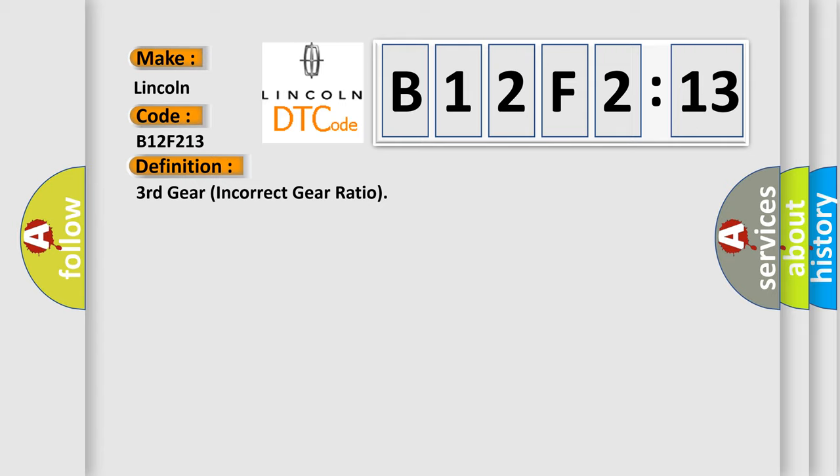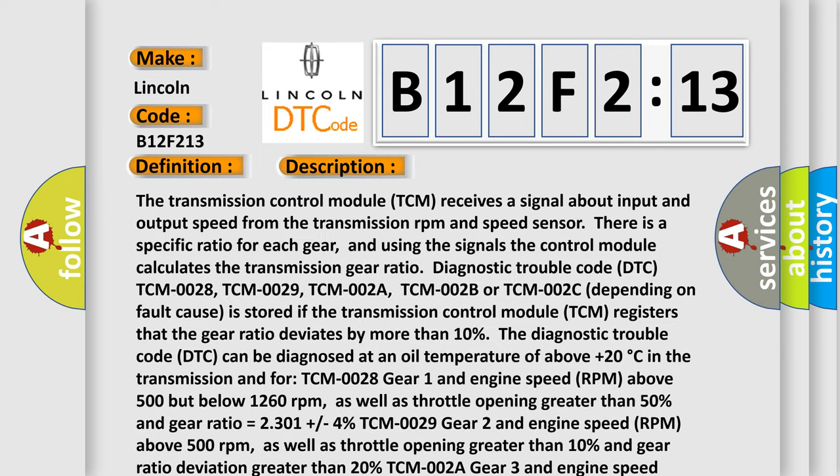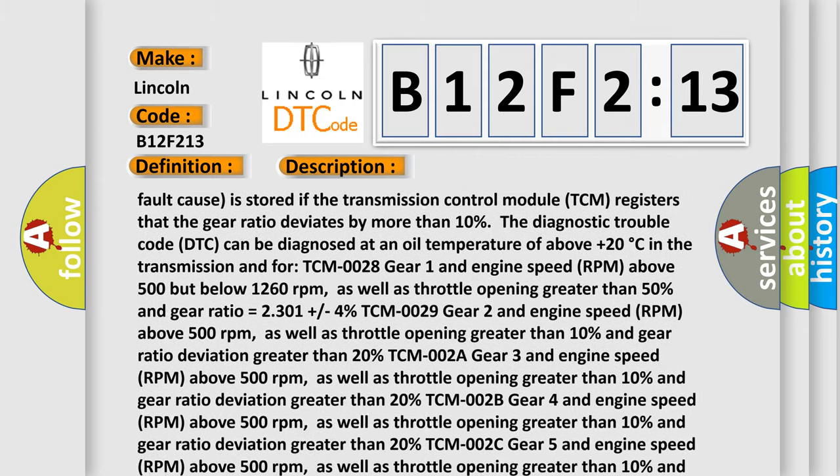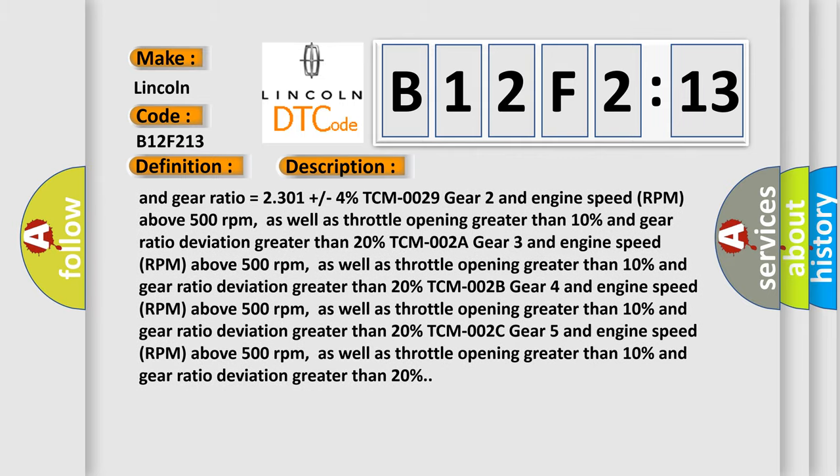TCM-002A gear 3 and engine speed RPM above 500 revolutions per minute, as well as throttle opening greater than 10% and gear ratio deviation greater than 20%. TCM-002B gear 4 and engine speed RPM above 500 revolutions per minute, as well as throttle opening greater than 10% and gear ratio deviation greater than 20%. TCM-002C gear 5 and engine speed RPM above 500 revolutions per minute, as well as throttle opening greater than 10% and gear ratio deviation greater than 20%.